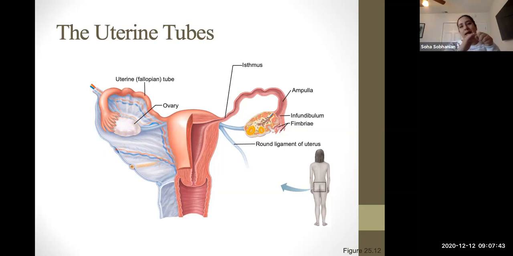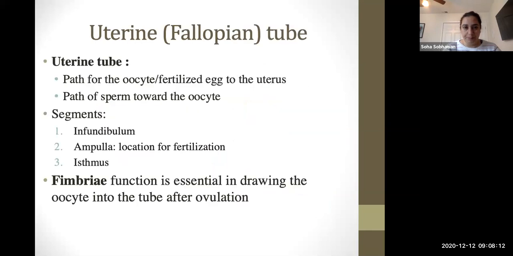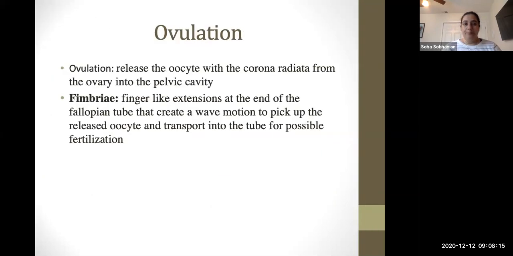So as the egg or oocyte gets released from the ovaries, it gets released into this space, right? So the finger-like fimbriae, with their motion, gently move the oocyte into the fallopian tube. But please make sure that you understand that there is no direct connection between the ovary and the uterine tube. That job of transfer of the egg into the fallopian tube is done by your fimbriae. Okay, so again, this is basically what it says here on this slide.